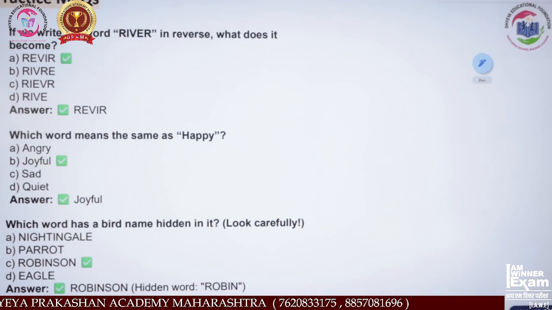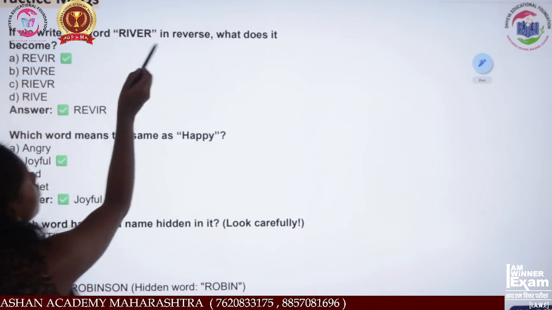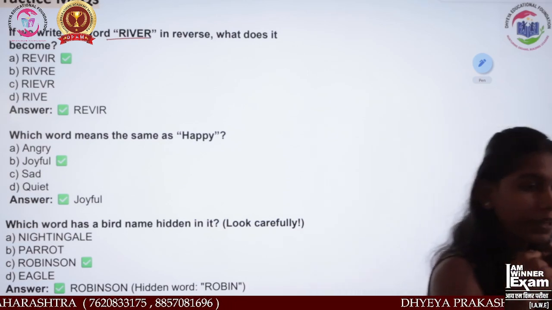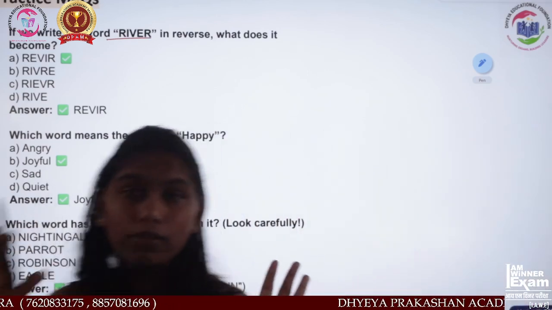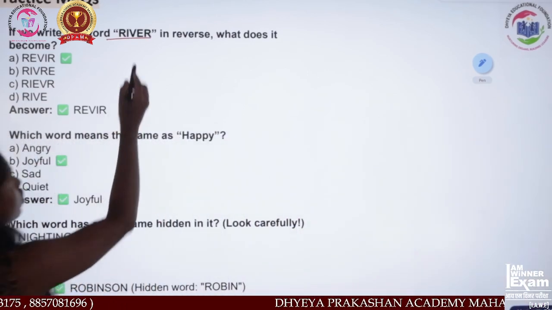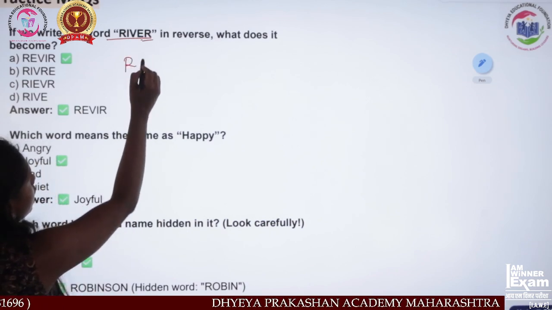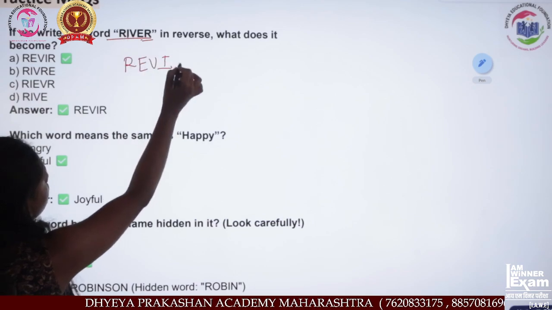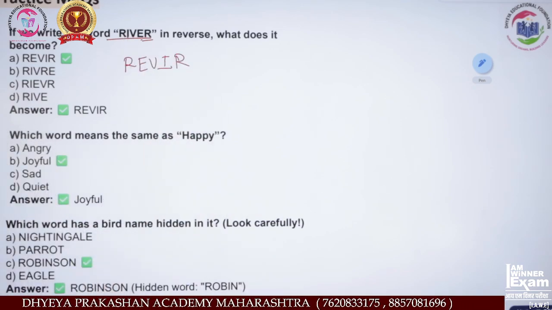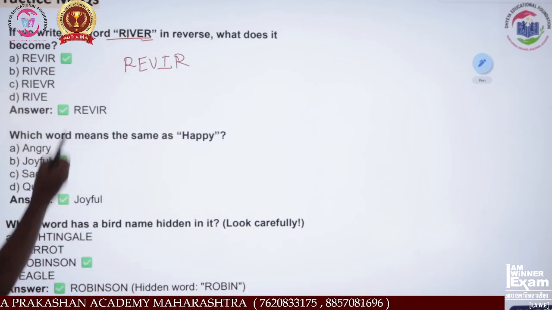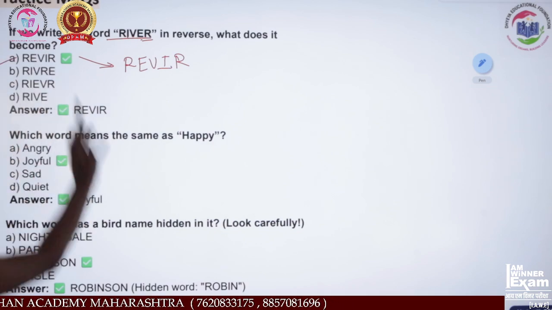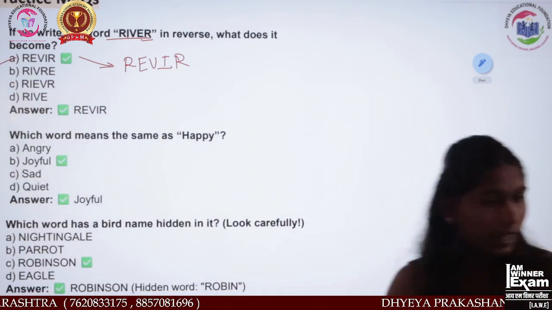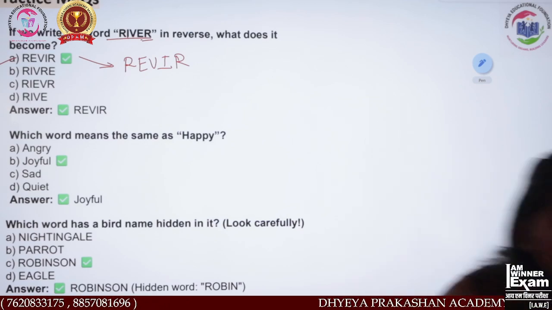Okay. Then next, if we write the word river in reverse order, what does it become? So now we have to write the word river in reverse order. So first R, then E, then V, I and R. Okay. So where is the word? The first word is matching our answer, in reverse order. So option A will be the correct option.